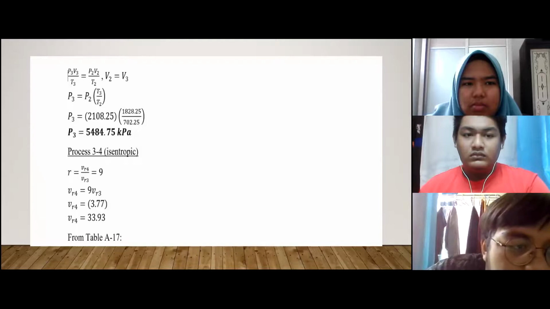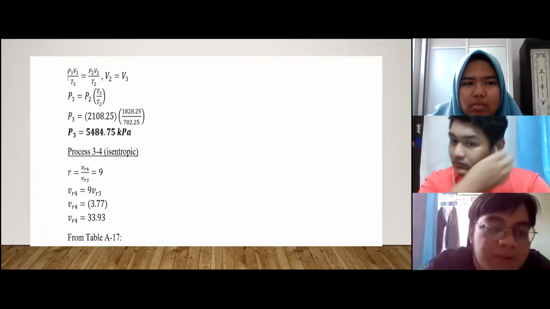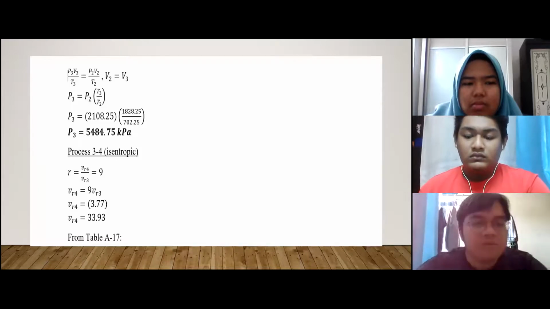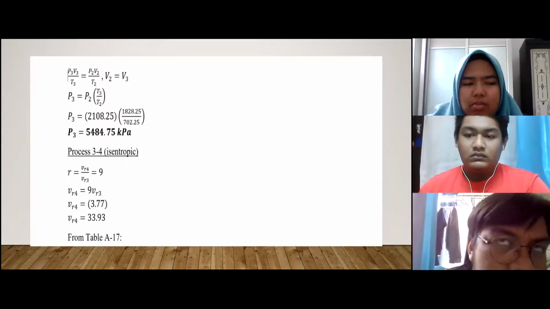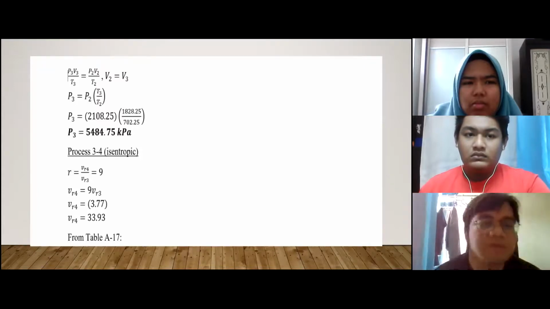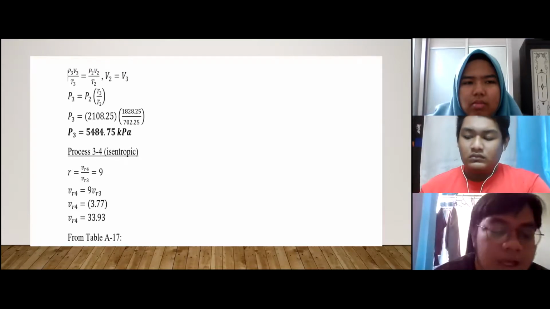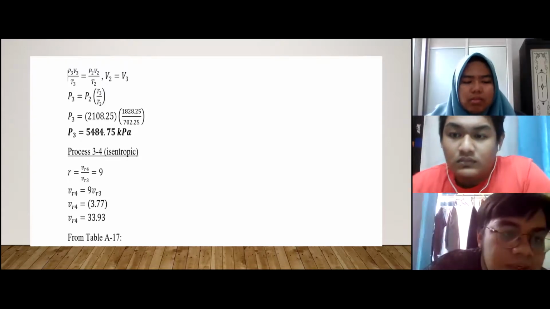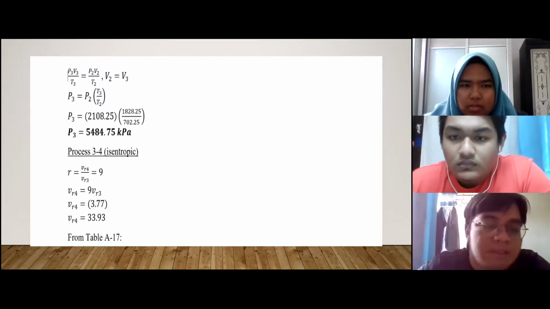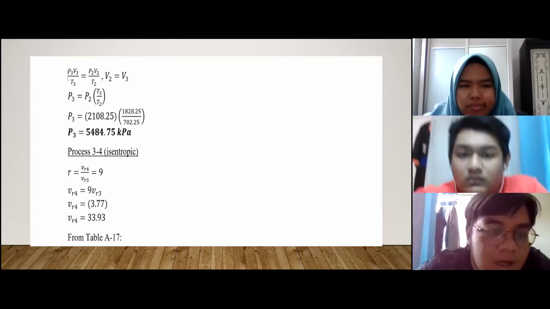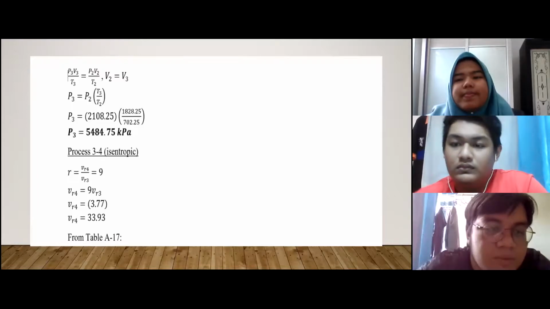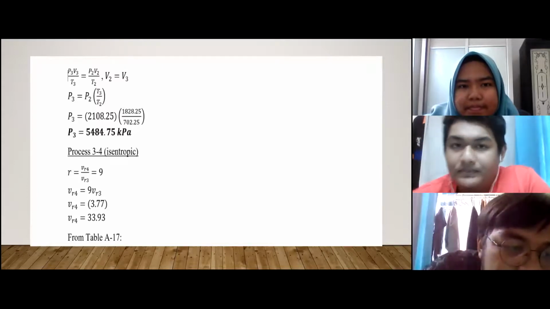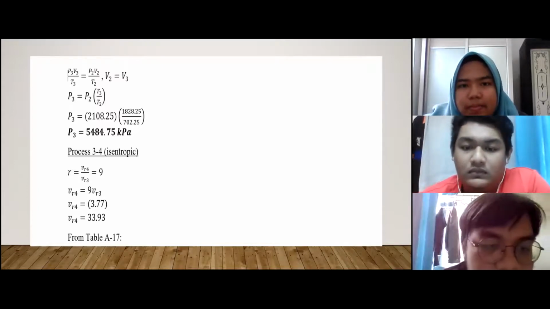Another thing is to find P3. We know that P3 V3 over T3 equals P2 V2 over T2. And we know that V2 and V3 have the same volume, so we can cancel out the V. So we just have P3 equals P2 times T3 over T2. We use the values from above and we get P3 equals 5484.75 kilopascal.